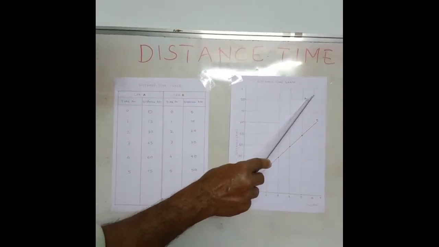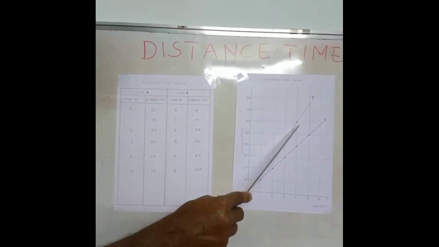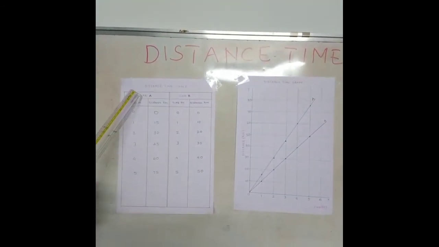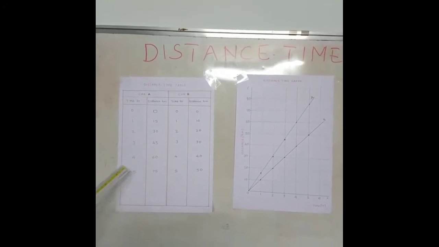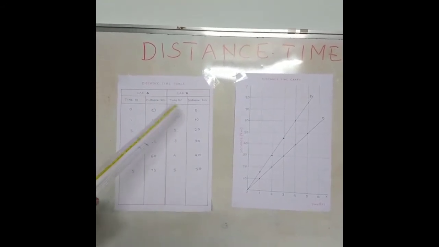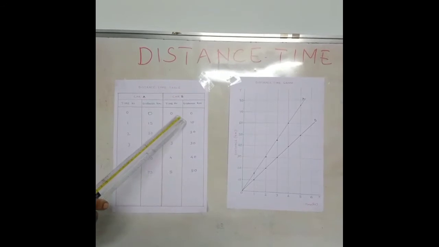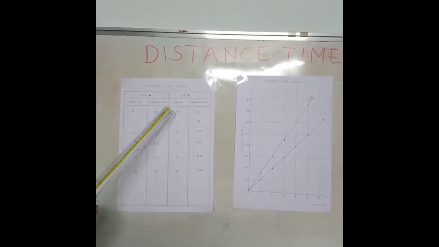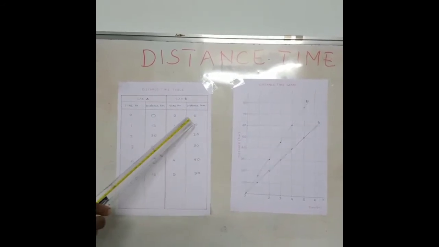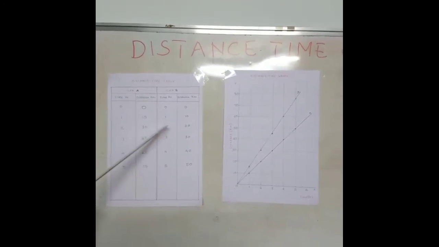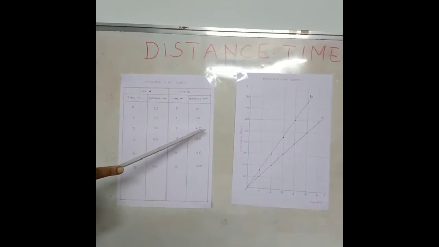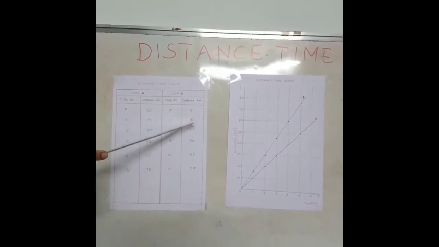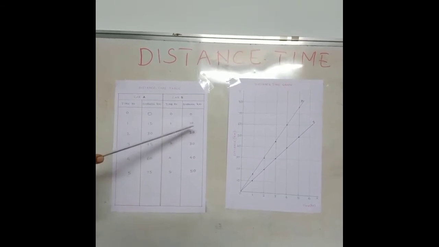At this point, this green colored graph A shows the motion of this car traveling at 15 km per hour as uniform speed. Now this violet color box, the table, car B: 0, 0, after 1 hour 10 km it completes. After 2 hour journey it completes 20 km. So the average speed of this car is 10 km per hour. This is a uniform speed.